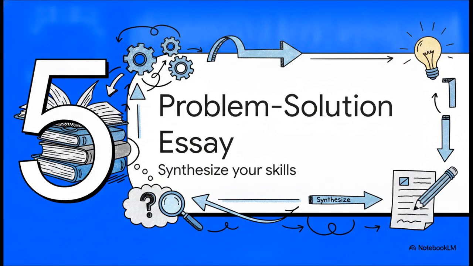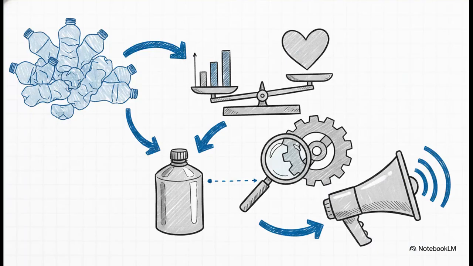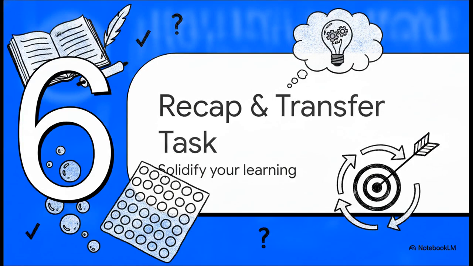Let's move to part 5, the problem-solution essay. So the crucial point is how you actually structure this essay. First, you must introduce the problem clearly. In our case, the global crisis of plastic waste. Next, you integrate your evidence. And remember our paradigm shift? You can use the hard statistics from our informative poem and pair it with the strong emotional diction from our imaginative prose to really persuade your reader. Then propose a logical solution, like adopting a steel canteen, but make sure you support your claim with verified reasoning, avoiding false consumer marketing. Finally, wrap the whole thing up with a powerful concluding statement that calls your reader to action. And finally, part 6, recap and transfer task.